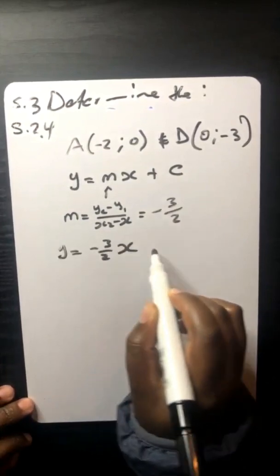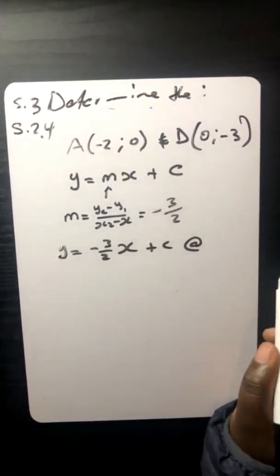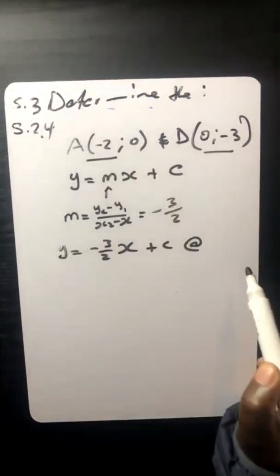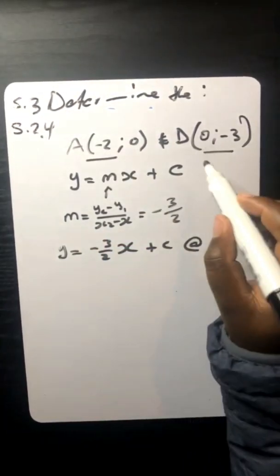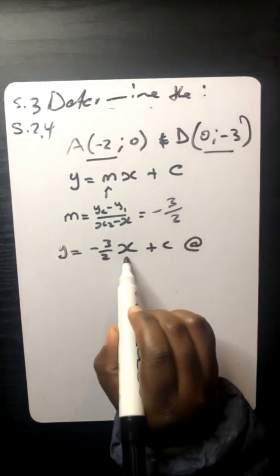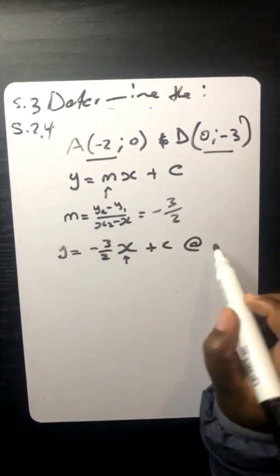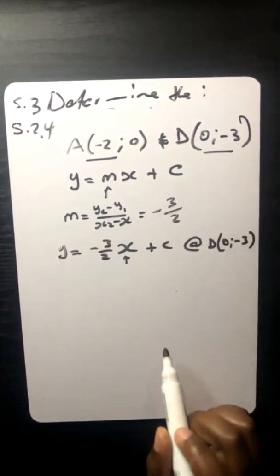y = -3 over 2x plus c. Use any point, guys. So you can either use that point or that point, but I like using a point which is easy to use. So I'm going to use the one where x is 0 because I'm going to substitute it there and multiply it with that, then it's just 0. So I'll therefore use point D because it's going to be a shortcut.